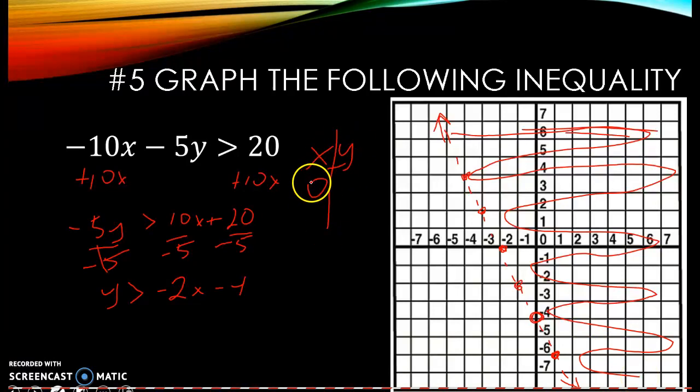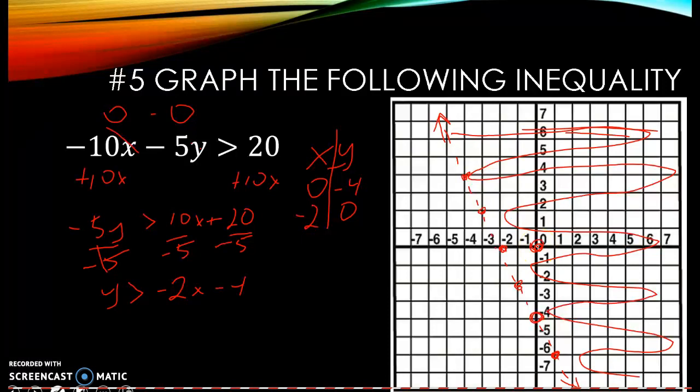if I let x be 0, then y is going to have to be negative 4. And if I let y be 0, then x would be negative 2. So we have the point here at 0, negative 4. Here's the point negative 2, 0. And I could graph the line that goes through those 2 points. And if I tested the point 0, 0 again, this would be 0, minus this would be 0. Is 0 greater than 20? We can see that it isn't. So it's a good thing I checked this, because this point isn't greater than 20.